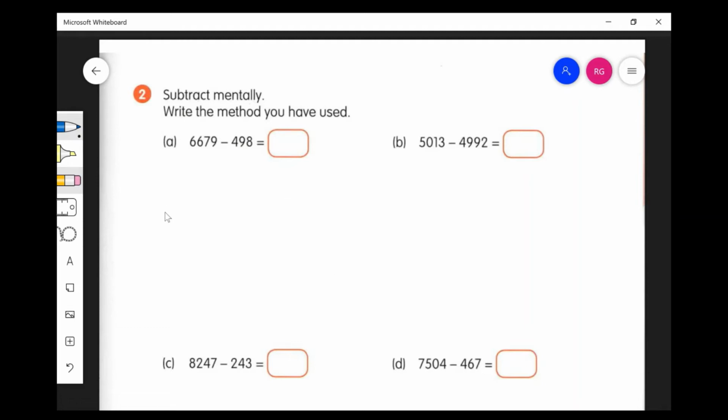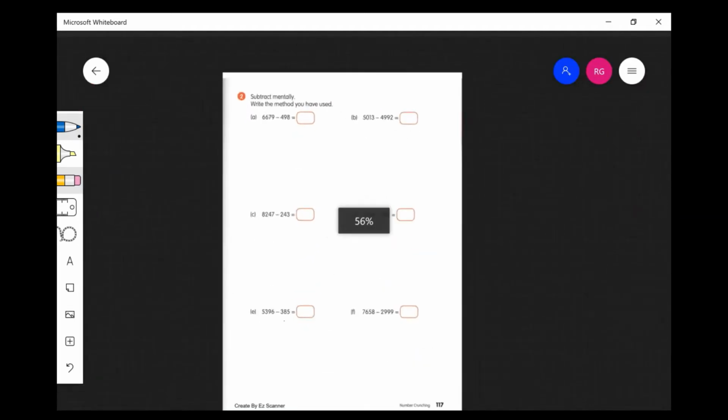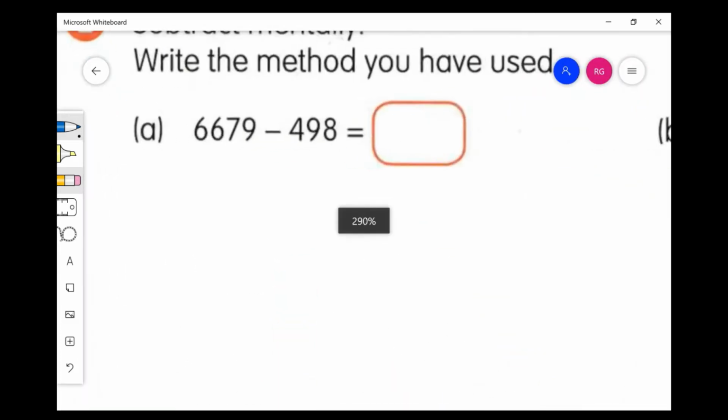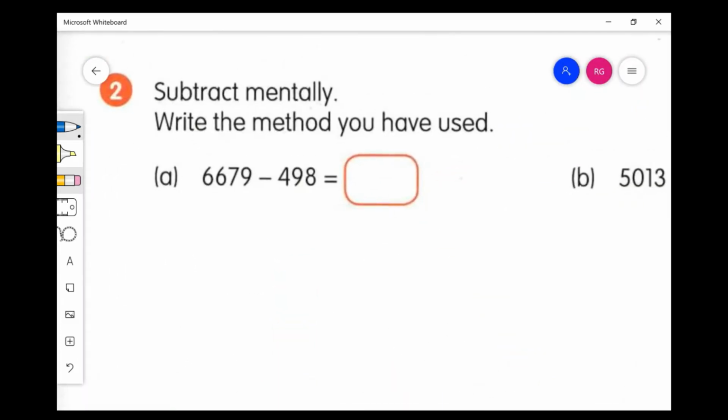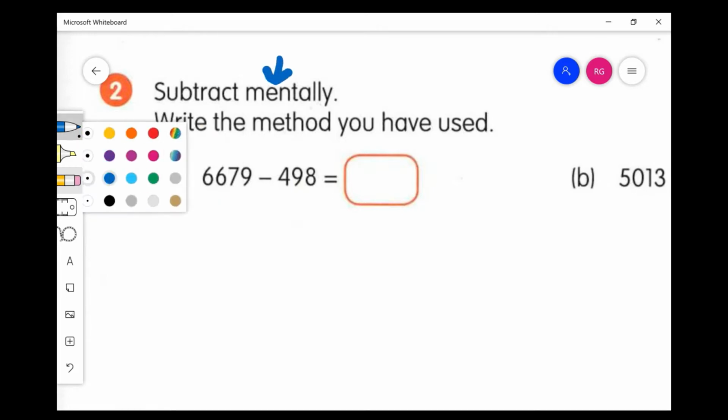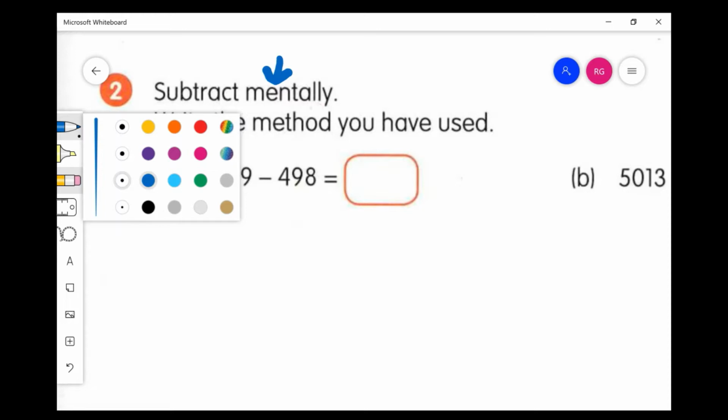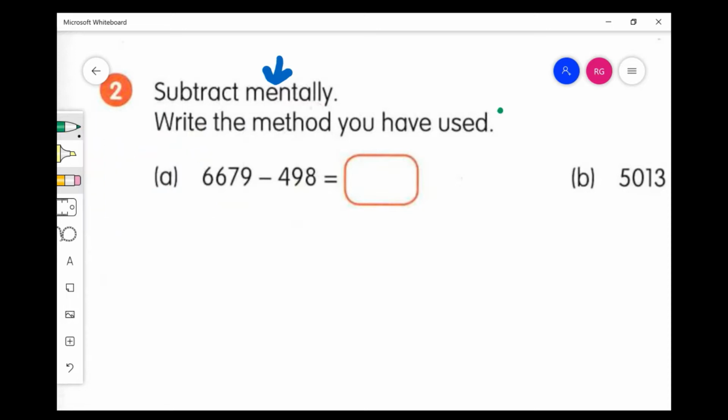Okay, next we're here on page 117. It says to subtract mentally and write the method you have used. So it's important here that we try to think of a method that we can use to do this in our heads. We also need to include an explanation or show how we solved these problems as if we were doing it in our heads, and we're going to write it out.